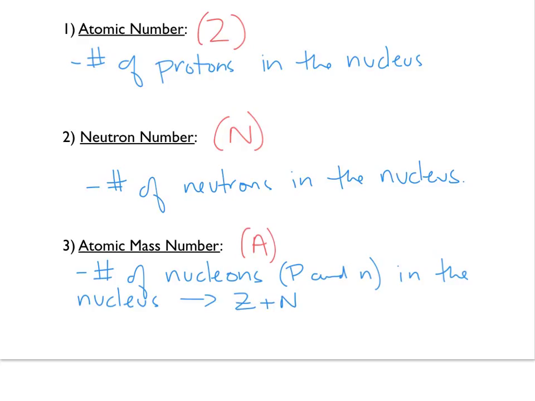And if you recall, the mass of an electron is really small compared to the mass of the nucleus, which is the proton and the neutron. So we don't really need to account for the electron mass in our atomic mass number.